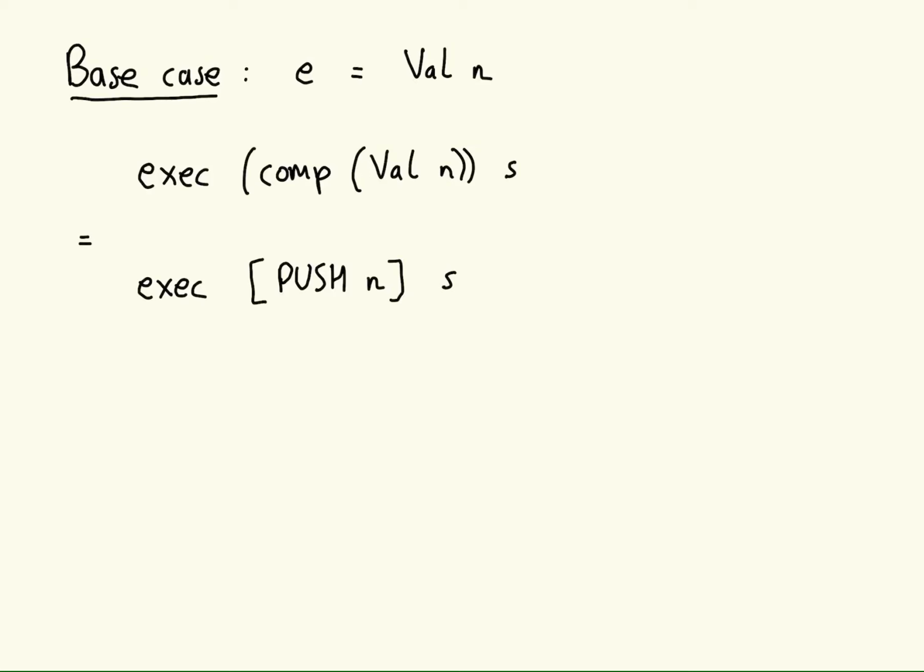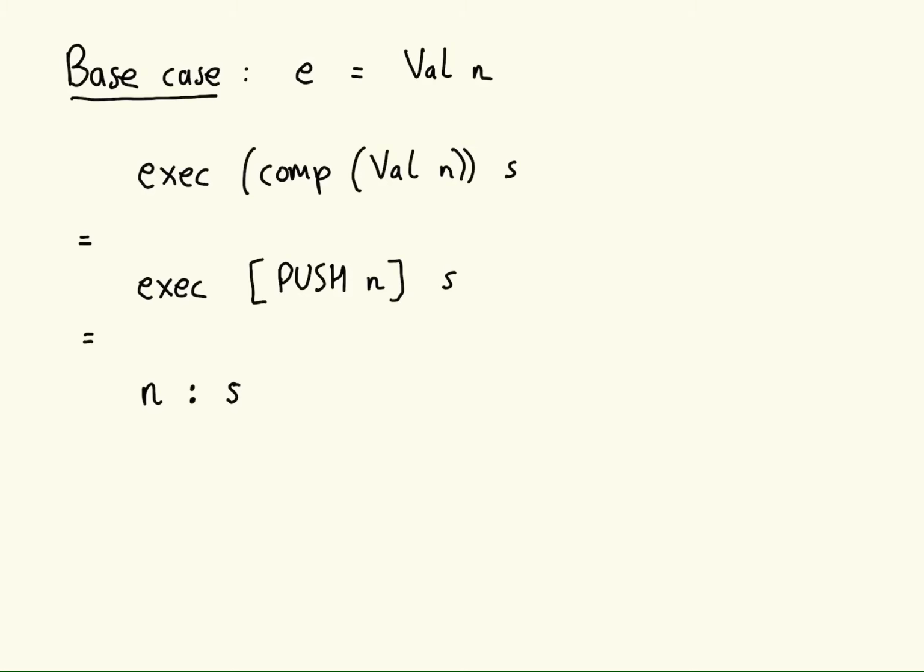And the second step is also going to be very straightforward because we can apply the definition of the execute function. The execute function looks at the first operation in the code. In this case, there's only one operation. It's a push, and then it does the appropriate action depending on what it finds. So in this case, if you apply the definition of the execute function, it's simply going to put that value n on to the top of the stack. So we get down to n colon s.